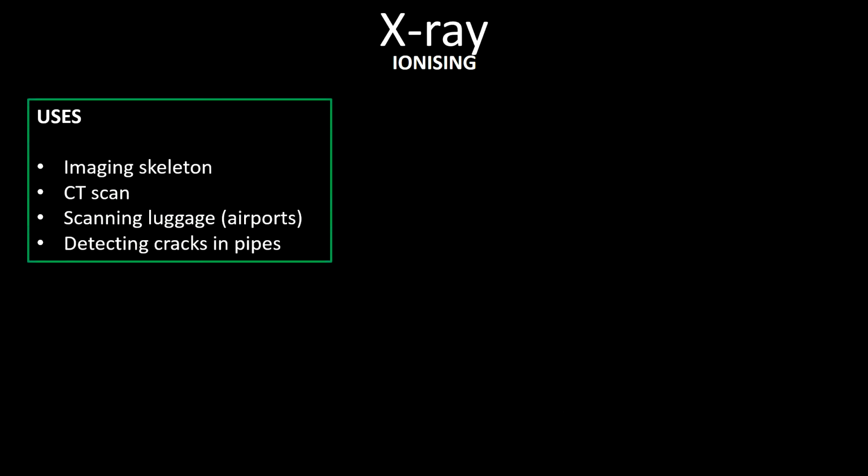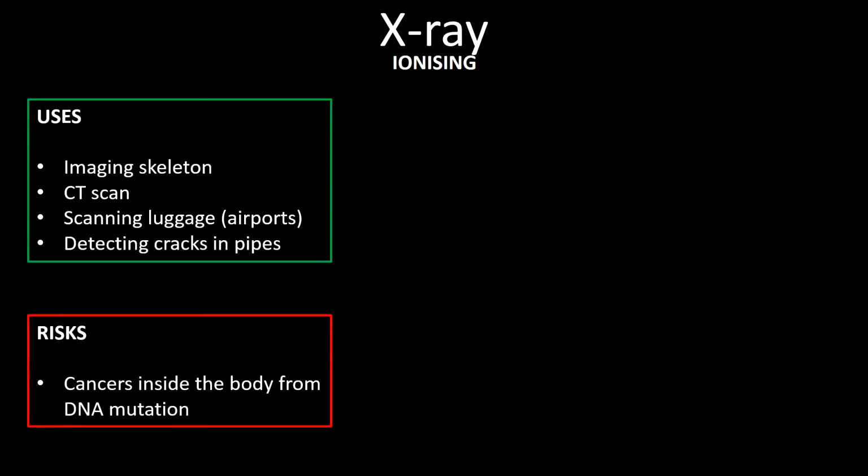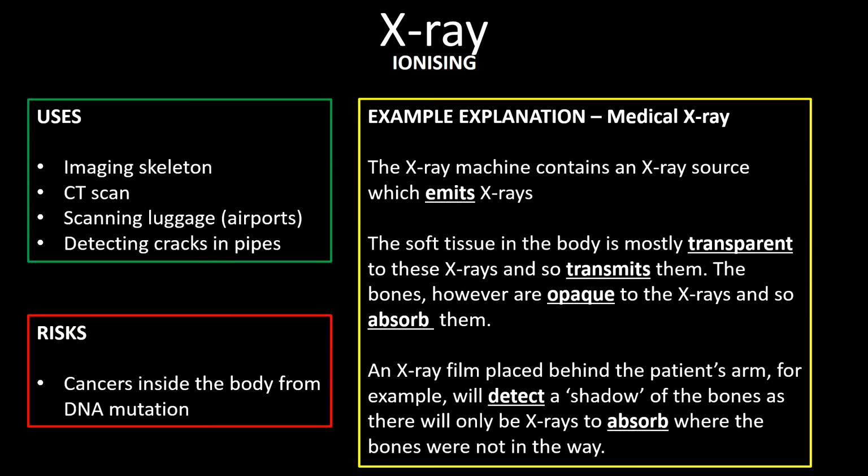Okay, X-rays. Everybody knows at least one example of X-rays. Try not to say X-ray as a use of X-ray. You need to be clear. So imaging the skeleton makes it clear that you know what you mean. CT scan is just a sort of fancier version of an X-ray, which can build up a 3D picture by taking lots of different X-rays of the patient. It's used for scanning luggage in airports, and gamma rays for detecting cracks in pipes. The main risks here are increased risk of cancer inside the body because the X-rays can mostly penetrate through the body. So how does a medical X-ray work?